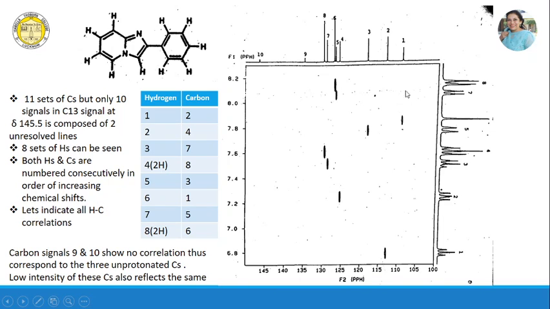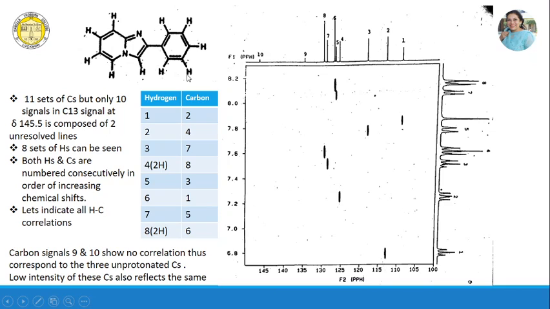But if you look at the C13 spectrum, you can see only 10 peaks. It was then seen that this peak at delta 145.5 is composed of basically two unresolved lines. On a higher frequency, it was checked and found that this particular peak at 145.5 is composed of two unresolved lines. Now let us look at the hydrogen spectrum. The hydrogen spectrum is giving me 8 lines or 8 peaks. Let me check how many types of hydrogens I have in this molecule.